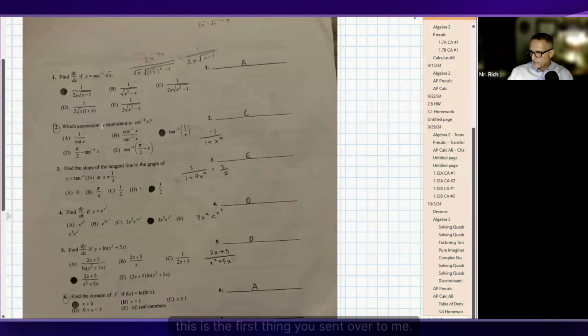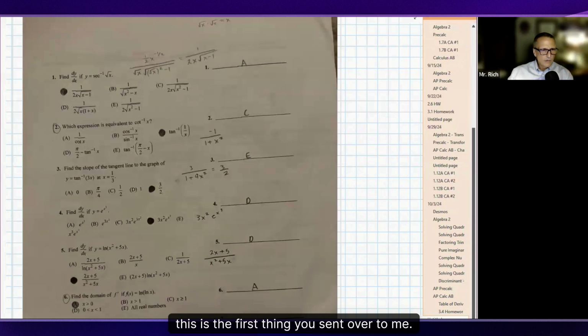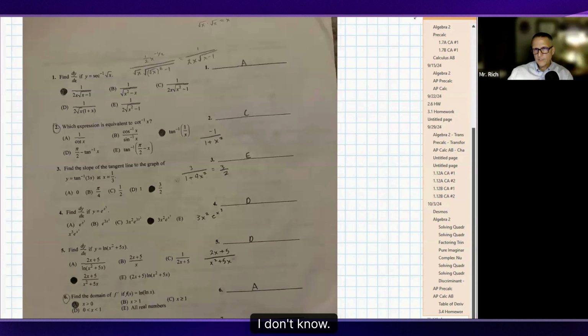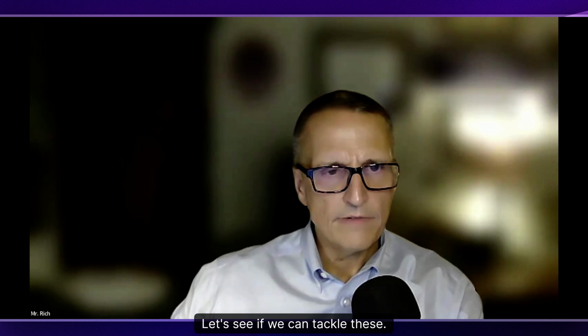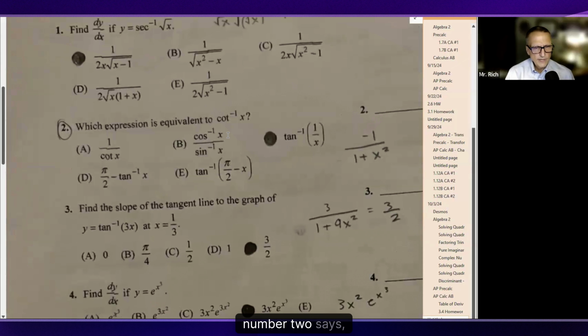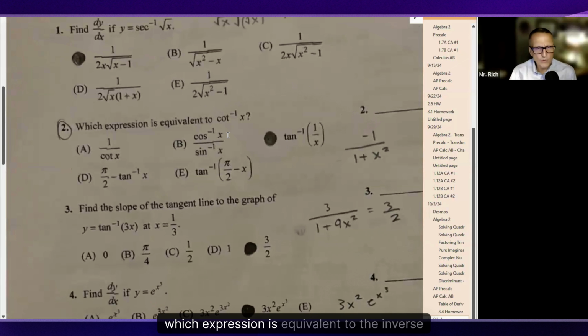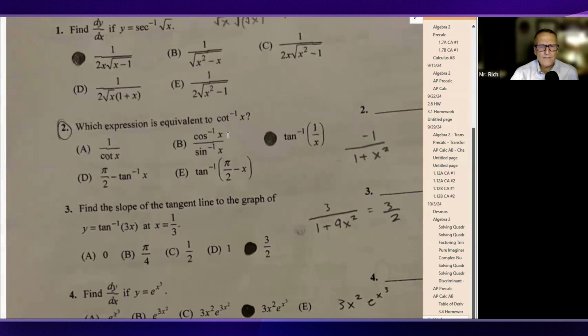All right, Alexandria, this is the first thing you sent over to me. What number are we talking about here? Talking about number 2? Let's see if Alexandria is still here with us. She is. Alexandria, yes, 2, 6, and 7. Let's see if we can tackle these. Number 2 says, which expression is equivalent to the inverse cotangent of x?